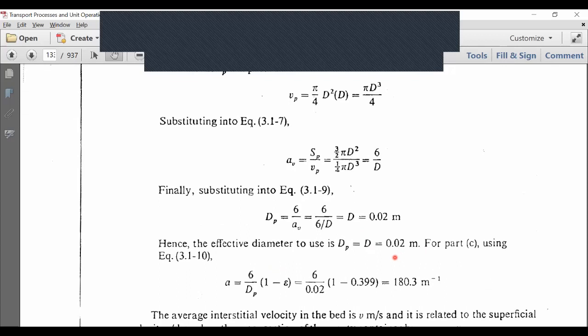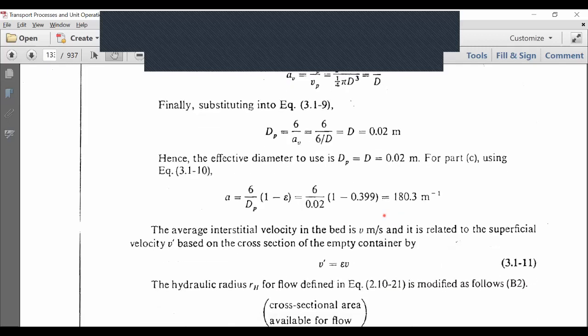Now, for part C, it's easy. We can just directly use 3.110. So A equals 6 over dP. I will change dP into 0.02, and then times 1 minus epsilon, where epsilon becomes 0.4. So I found that A equals 180.3 meter to the power of -1.